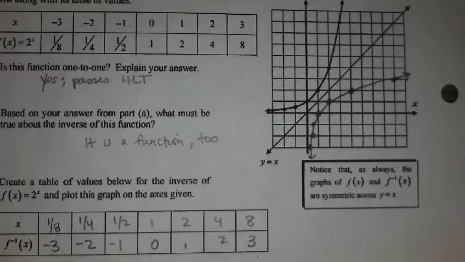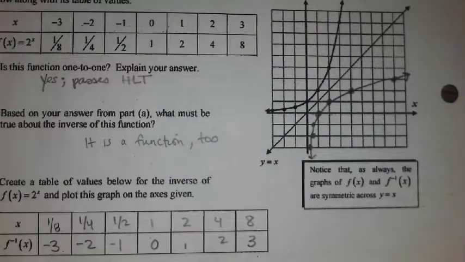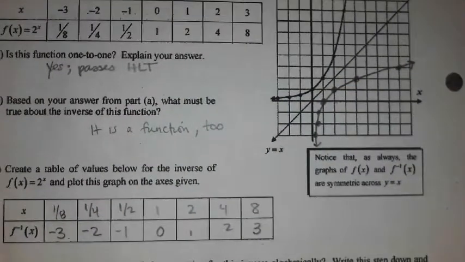What do you see in that picture that is always supposed to be true of inverses? Starts with an S, ends with "imetry." Symmetry. Over the line y equals x, that perfect diagonal line. Okay? So we have that feature going for us.